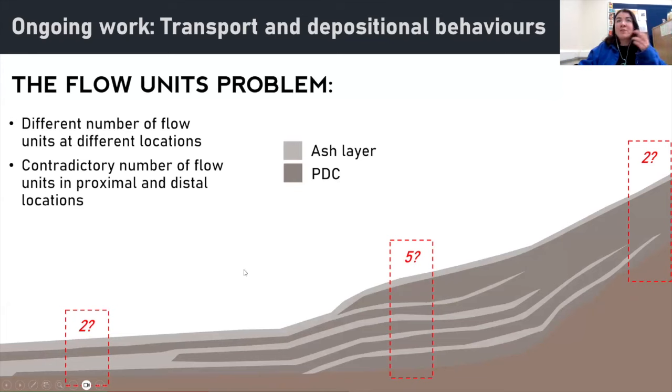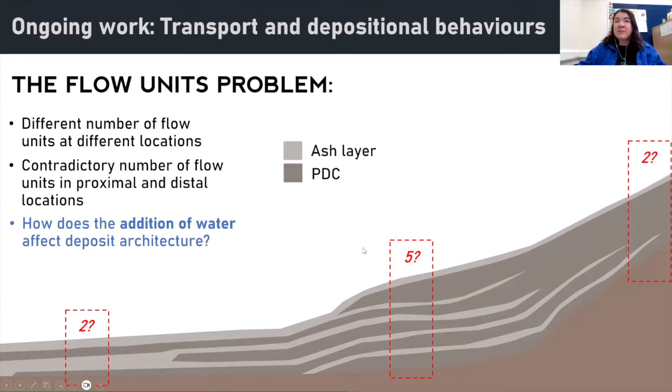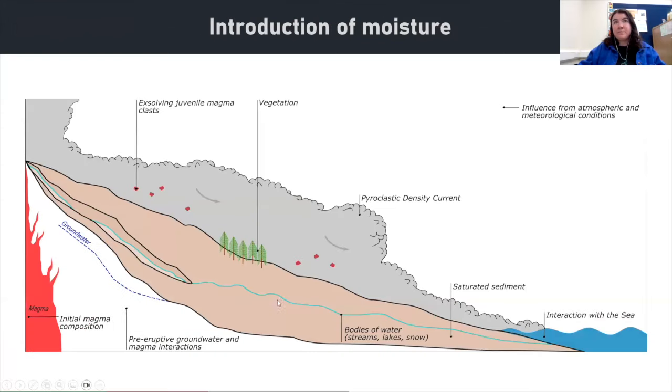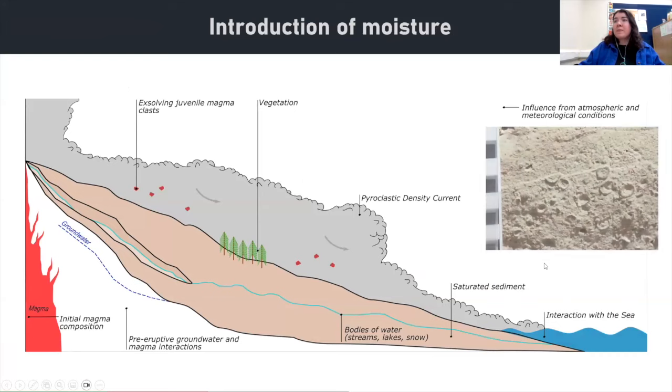And we see there's a different number of flow units at different locations. And this can be contradictory depending on where we are in this deposit. So if we're standing up here, we might only see 5 flow units compared to 2 in more distal areas. And what I want to investigate is how the addition of water affects this deposit architecture. So the introduction of moisture into a PDC system can be through pre-eruptive ground conditions or through influences from the atmosphere.